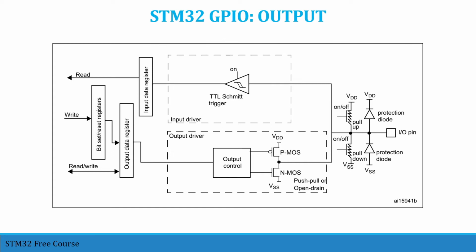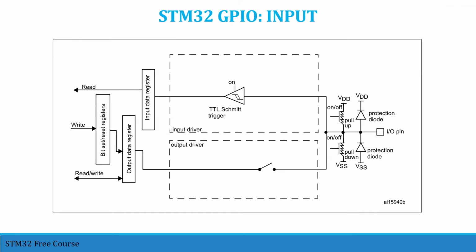When configured as output, the logic state of the pin can be read from the input data register. This function can be used in read-modify-write, like the toggle function. The protection diodes will protect the pin. All configurations will have these diodes. As input, the configuration only has pull-up or pull-down setting. And the output register is disconnected from the GPIO.